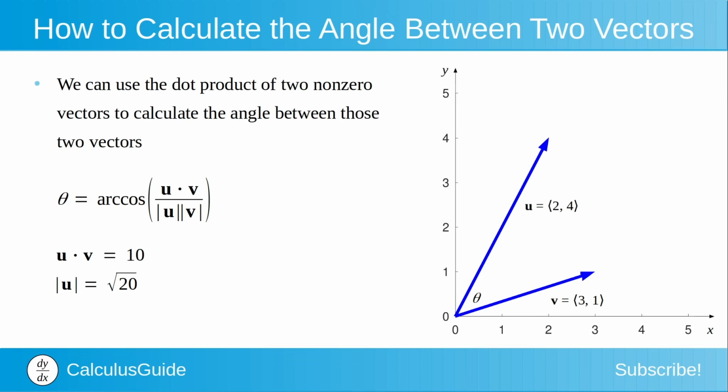If this vector's initial point was not the origin, then we would have calculated its length using the formula for the distance between 2 points. We would have calculated the distance between the vector's initial point and terminal points.